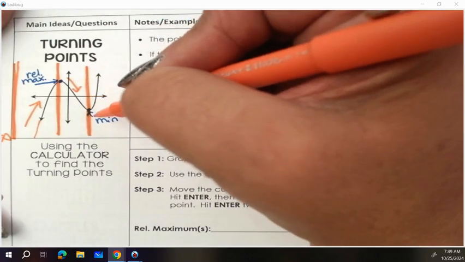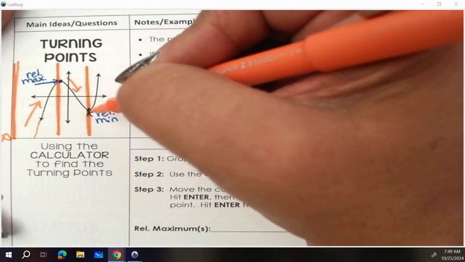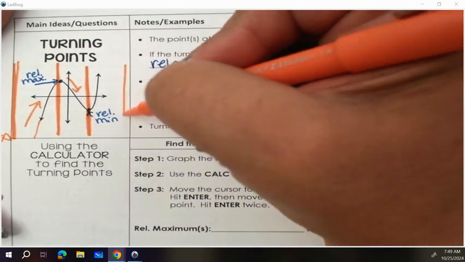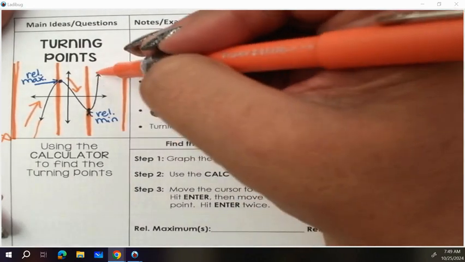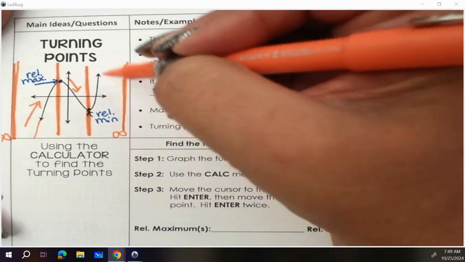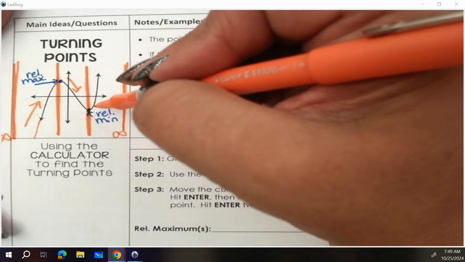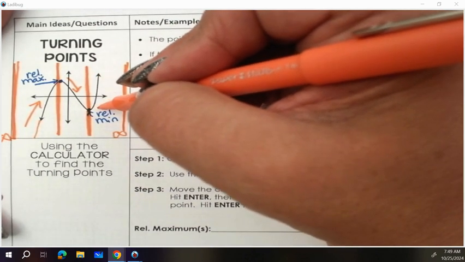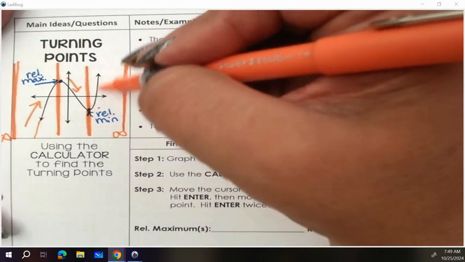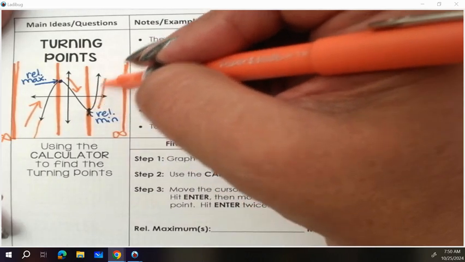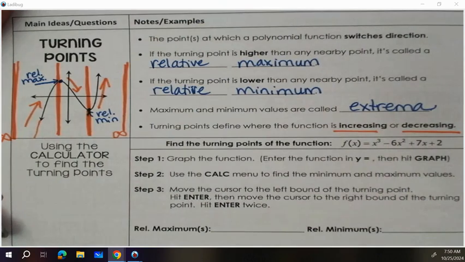Then I get to this turning point, and from here all the way to positive infinity, because that's where this is pointing, what's my car doing? Am I going up or down? I'm increasing. I'm going up. My little car is going back up again.